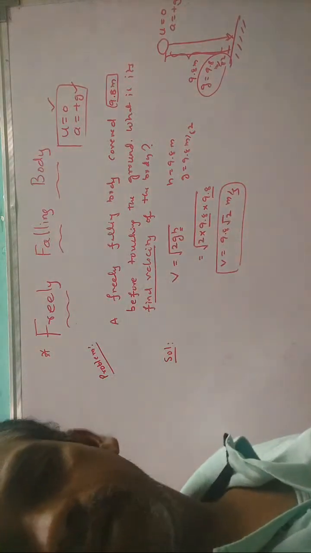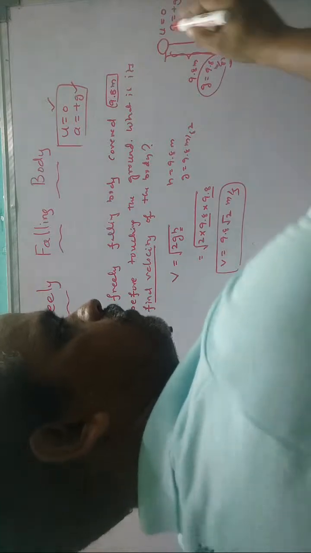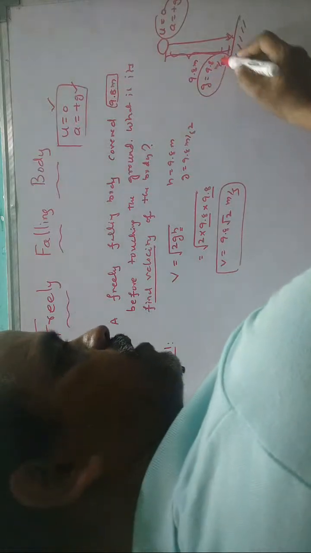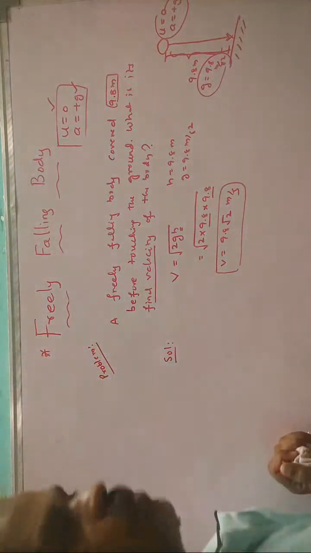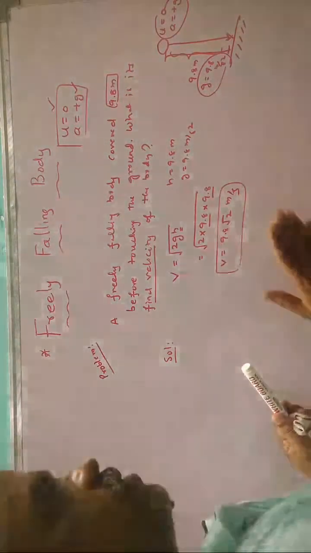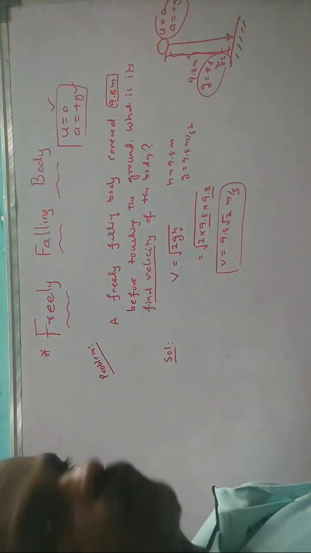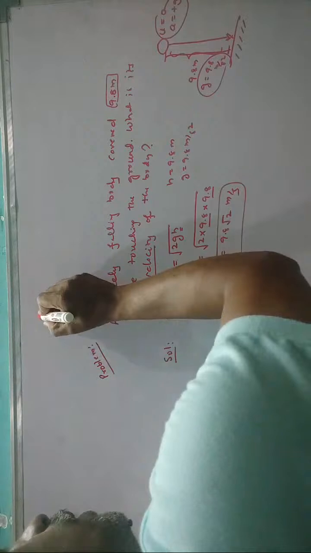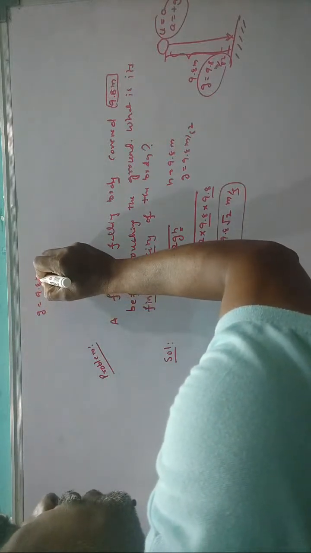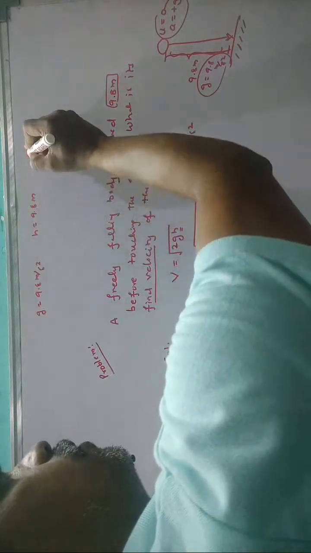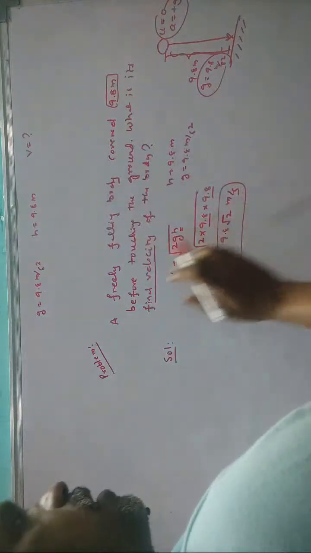Is it simple? So for a freely falling body, u equal to 0, a equal to plus g, so g value is 9.8 meter per second square, h equal to 9.8 meter. Based on this one, I will give some homework for you. First you copy this one. g equal to 9.8 meter per second square, h equal to 9.8 meter. Final velocity how much? Just calculate like this.